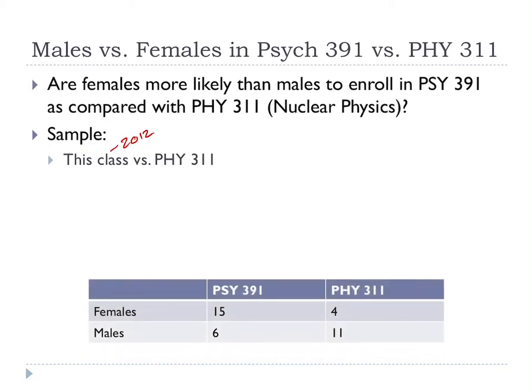I'm going to use the class of 2012. And here were the numbers that year. In 391 that year, we taught 21 people instead of the smaller class size of about 15 or 16. And in that class, we had 15 females and 6 males.